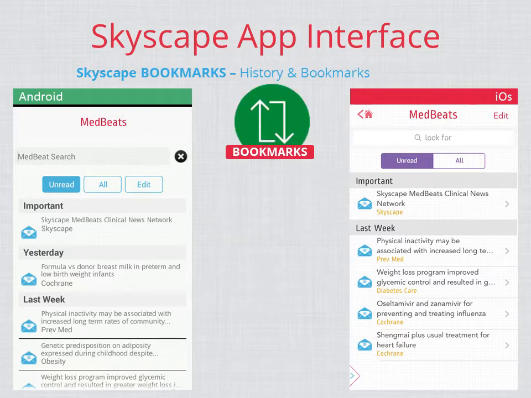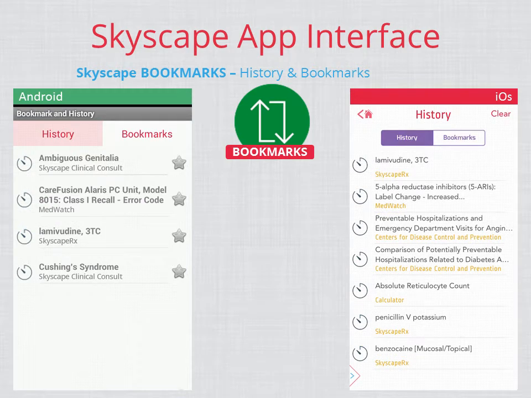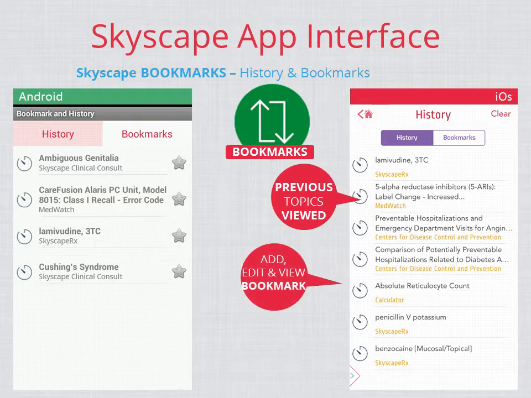Next you will find the Bookmarks and History. Everything you ever look up in Skyscape will be saved in your history. So whether you looked up a drug or lab earlier in the day or week, you do not need to search for it again. You can simply go back to your history and bookmarks and find what you looked up in the past. Skyscape also allows you to create an infinite amount of bookmarks. If you find yourself frequenting a lab or a chart, you can bookmark it and always have that ready for you to view.